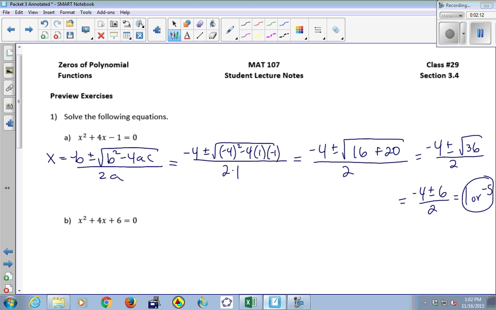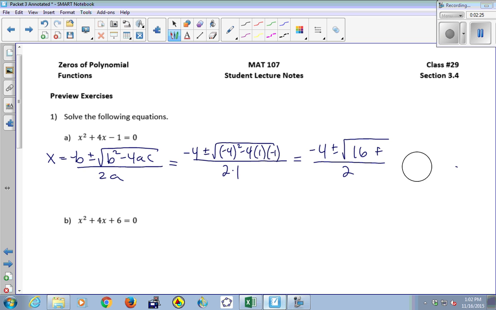Square root of what? Oh, yes. Oops. That worked out too nicely. Yeah, so this should be plus 4. I let my brain go faster than my hand was writing. So this is negative 4 plus or minus root 20 over 2.